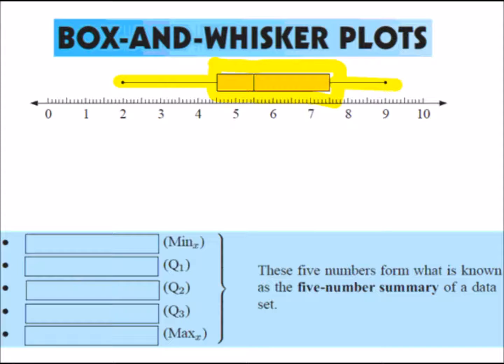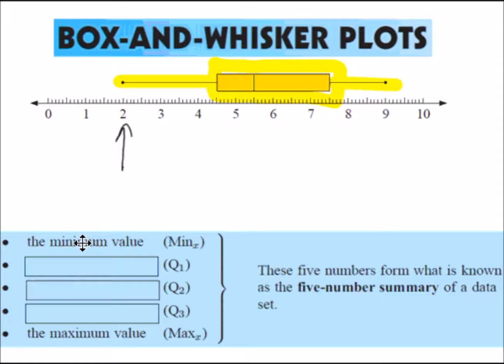It's made up of 5 numbers, the first number being the minimum value, which in this case is 2, the maximum value, in this case it is 9. We have the middle or the median, which in this problem here is a 5.5, and that's also known as Q2, the second quartile.